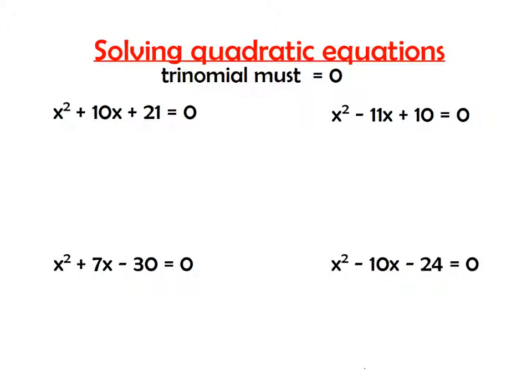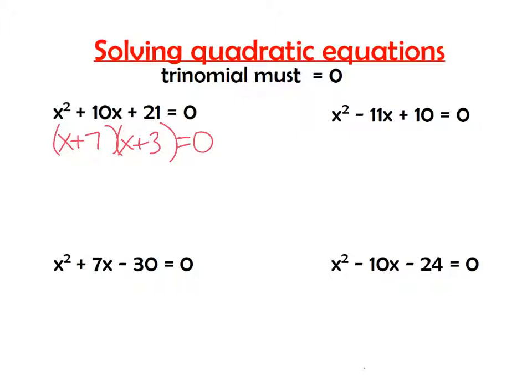What's different now is that I'm giving you the same trinomial, but now it equals 0. And it has to equal 0. If it doesn't equal 0, then you move everything over to the same side until you have 0 on this side. All right. Now, all I'm going to do is I'm going to factor this. It's going to be x and x, multiplies to 21, has to add up to 10. That's a 7 and a 3.